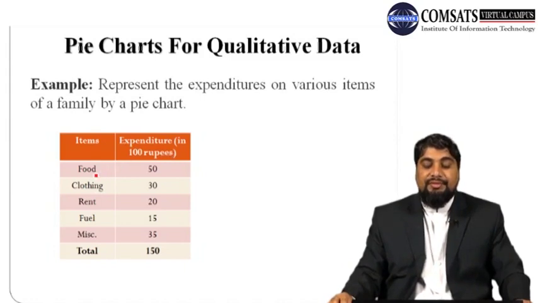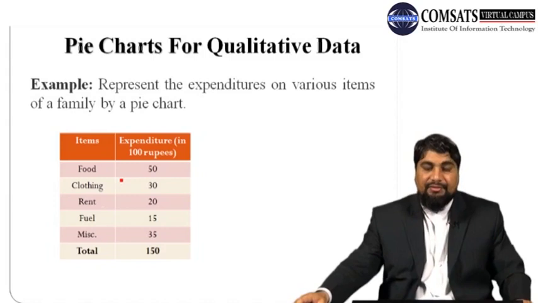For food, the family is spending 50 units. Since this number is in 100 rupees, 50 hundred is actually 5000 rupees. For clothing 30, for rent 20, for fuel 15, for miscellaneous 35. So the total is 150. We want to represent the same information using a pie chart, so let us discuss how to construct a pie chart of this data.